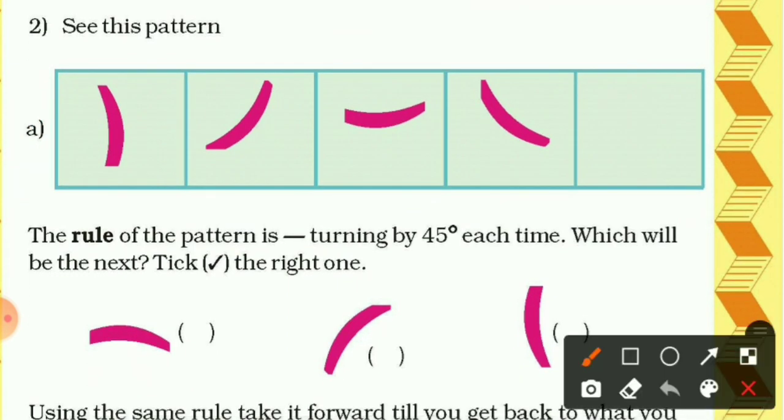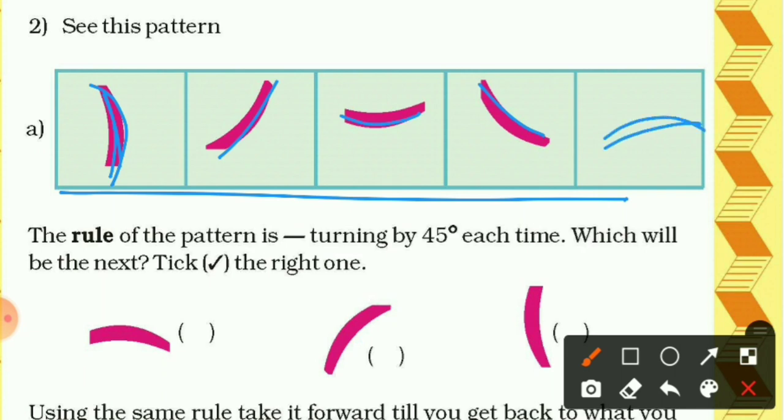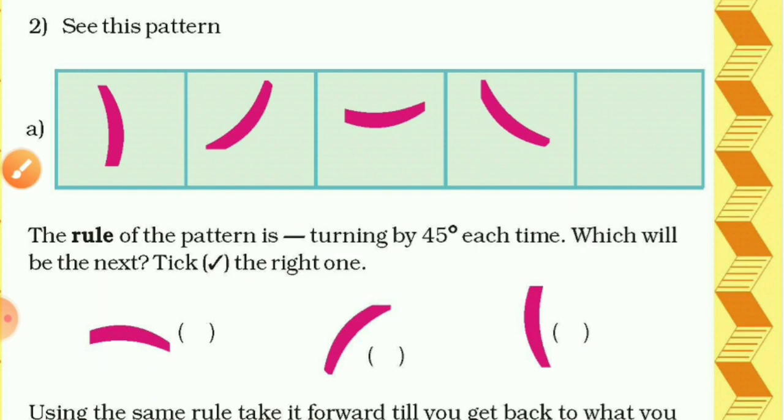Now come to the next pattern. Here you can see that this picture is not in your textbook, but let's solve this. First is this type of shape, then second, then third, then fourth. These look like 1/8 turn. At the last picture, it will look like this, downside it will face, which means our first picture is correct. Now come to your textbook picture.